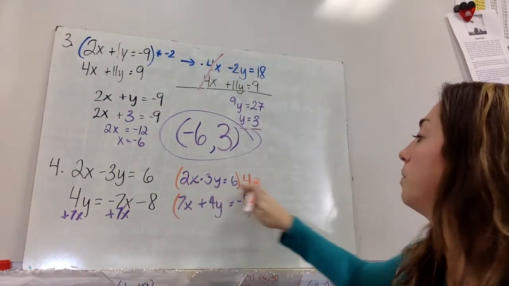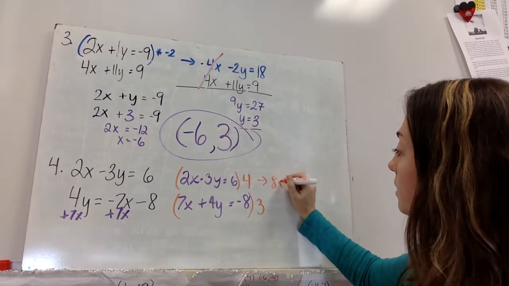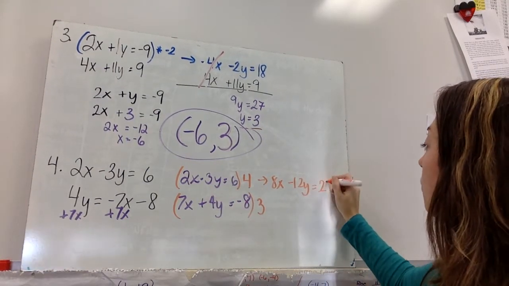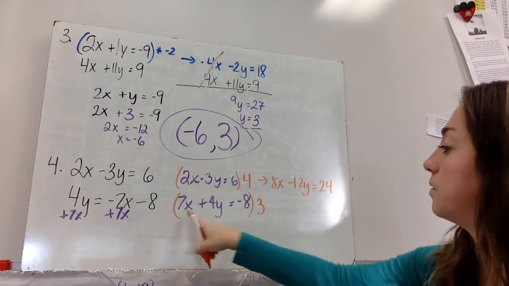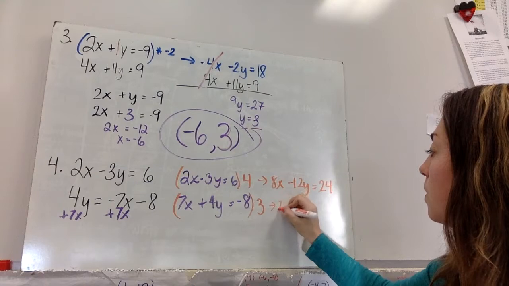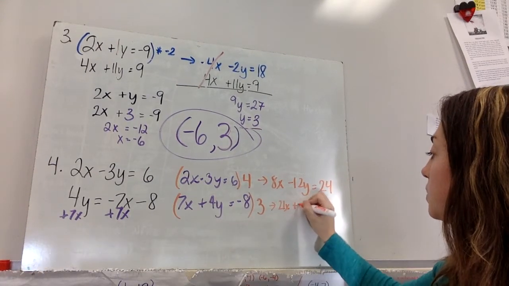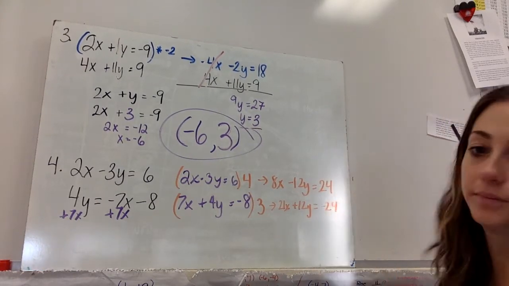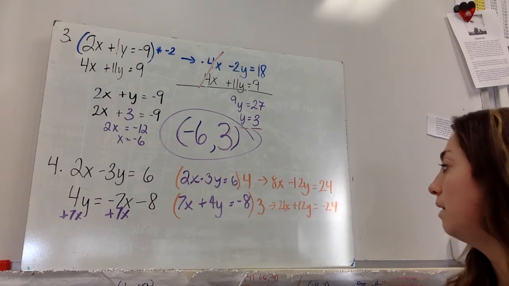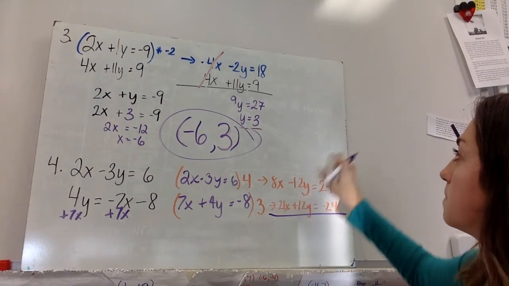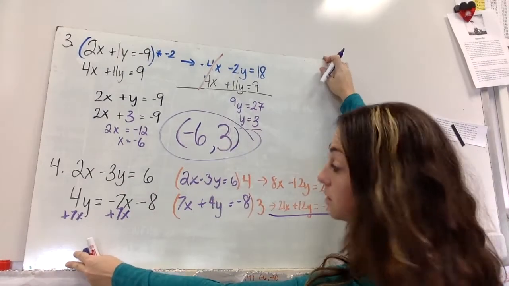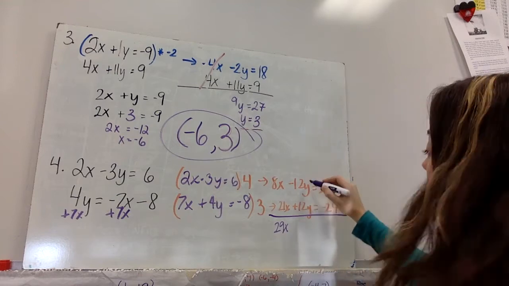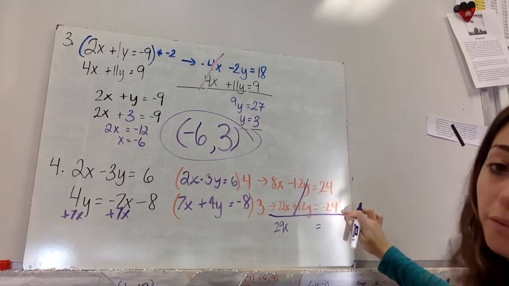So my top equation, 2x times 4, 8x. -3y times 4 is -12y. 6 times 4 is 24. Okay, 7x times 3, that's 21x. 4y times 3, that's 12y, equals -8 times 3, it's -24. Uh-oh, that's okay. So now I'm going to add and eliminate. Okay, so 8x plus 21x. I don't trust this. 8x plus 21x is not 29x. -12y and positive 12y cancels, equals 24 and -24.